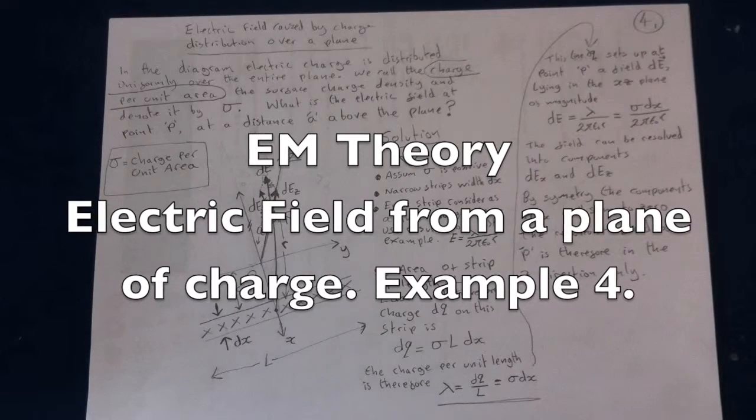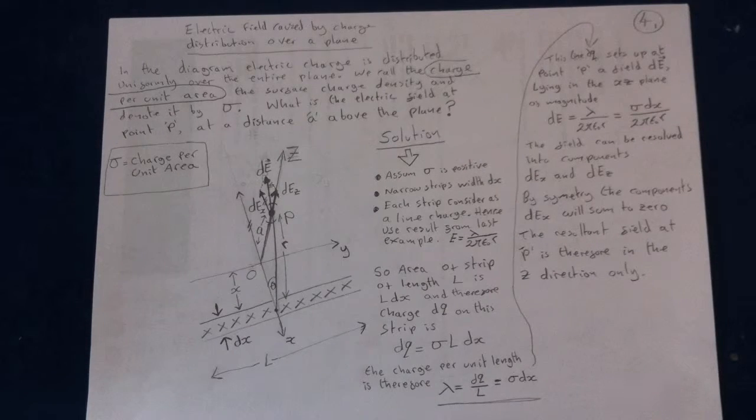Okay, this example is calculating the electric field at point P over an infinite plane of charge. This is a very interesting example, and it brings up a surprising result at the end. In this diagram, electric charge is distributed uniformly over the entire plane.